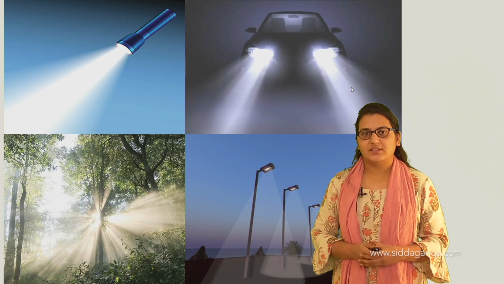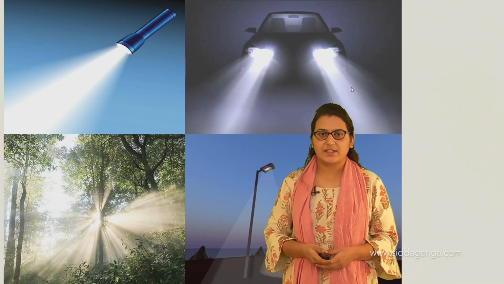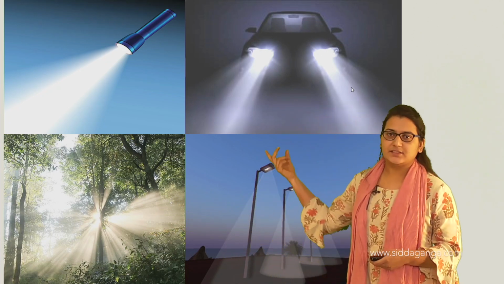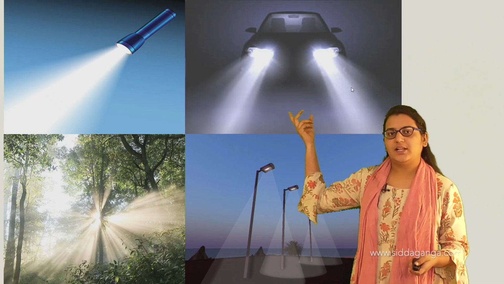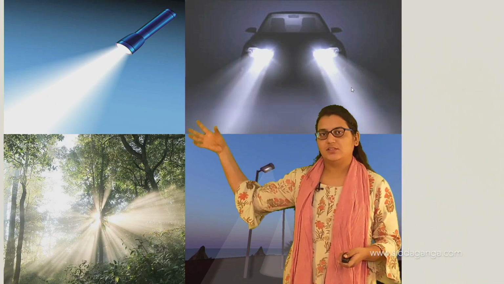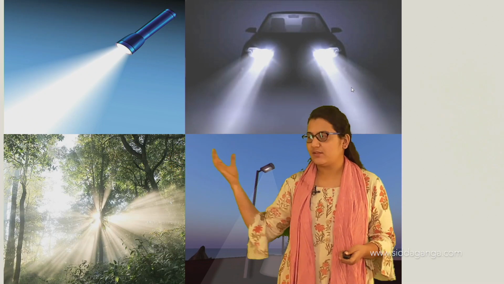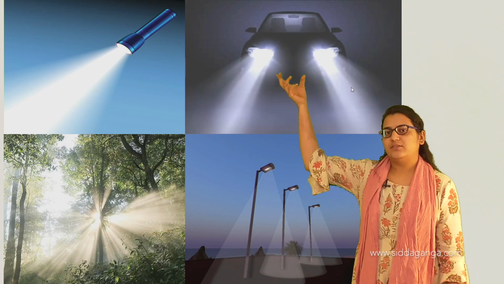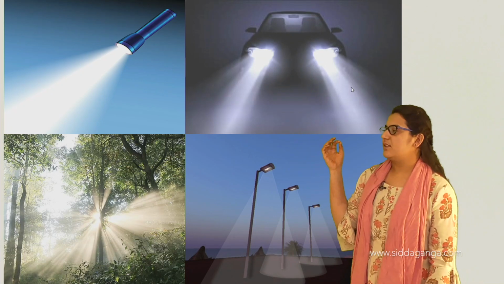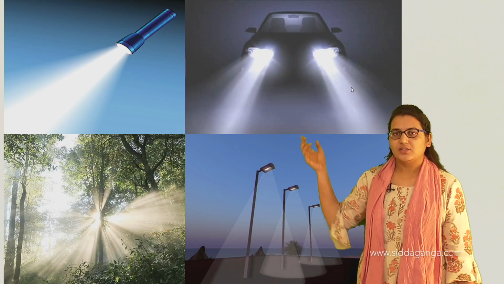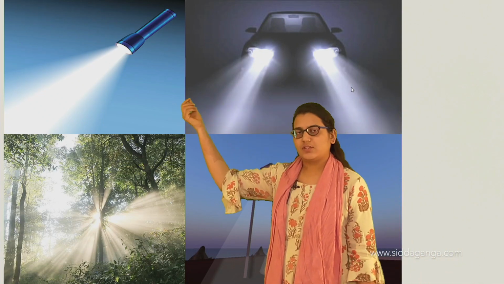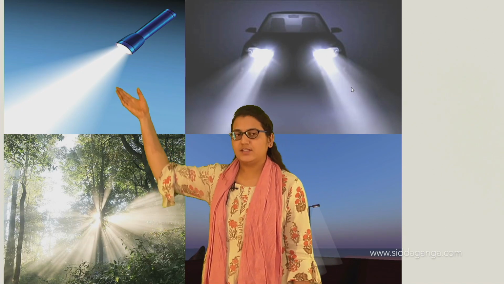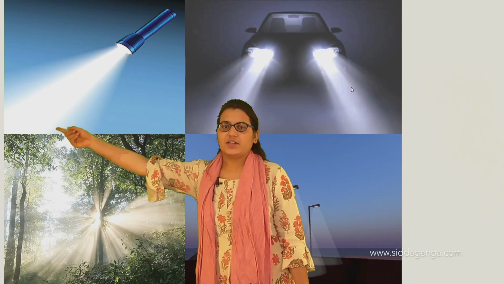Whatever light we see, maybe natural light like sunlight, or street lights, or headlights, or light from torches, and many more examples, I have just named a few here. The path in which the light travels is a straight line, right? When we switch on the torch, the light which travels is not wavy or curved or something. It's just like a straight line.